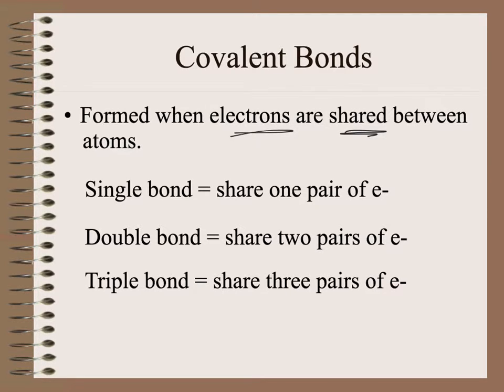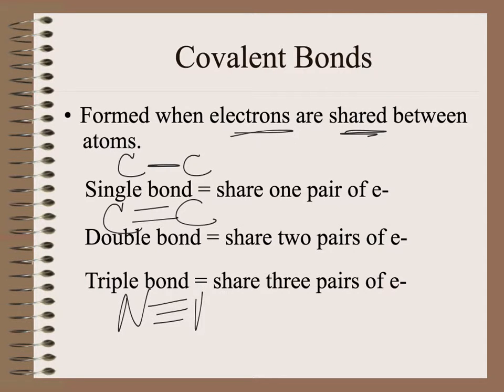Alright, so we can have single bonds if ever you see just one line between two atoms. That just means a single bond. There can be double bonds between atoms, and there can also be triple bonds. So that's just good fun knowledge. And that's just referring to how many pairs of electrons are being shared. So a single bond is going to share one pair of electrons, double bonds 2 pairs, triple bonds 3 pairs.